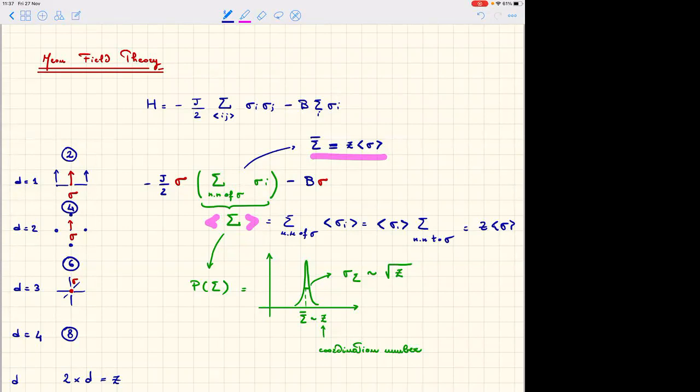So in practice, there are 2 instances in which this happens. Either you take z to be very large, so the coordination number becomes large, which means that you consider systems in large dimensionalities. This is possibility number 1. Or possibility number 2, you consider systems with long range interactions.